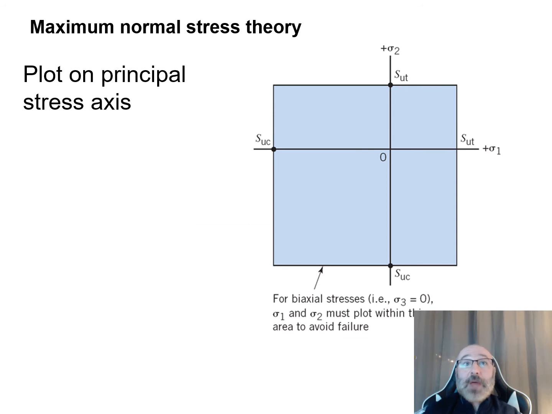So going back to our maximum normal stress theory, let's plot this on a principal stress axis. There's again our ultimate compressive strength and our ultimate tensile strength.